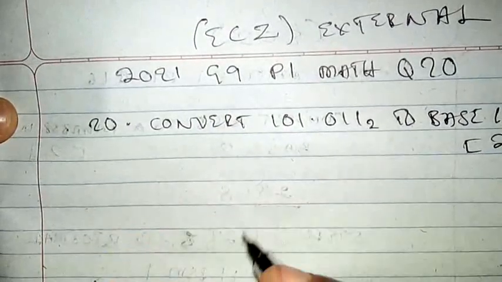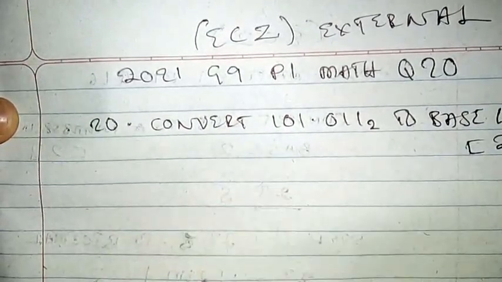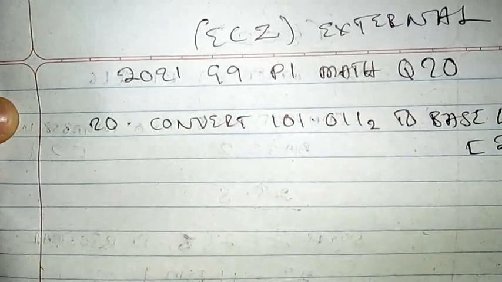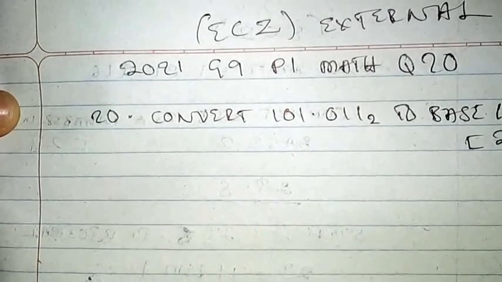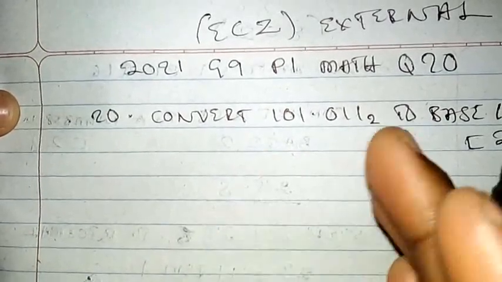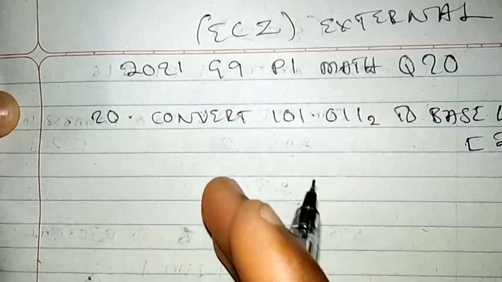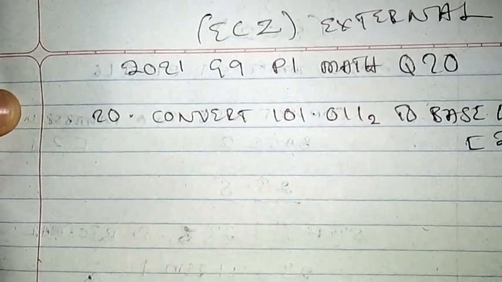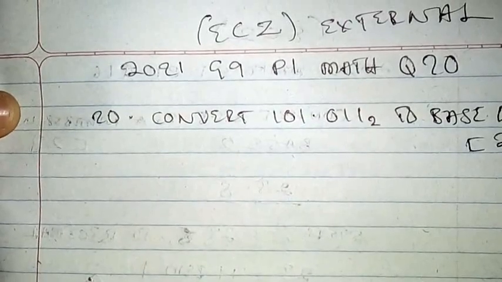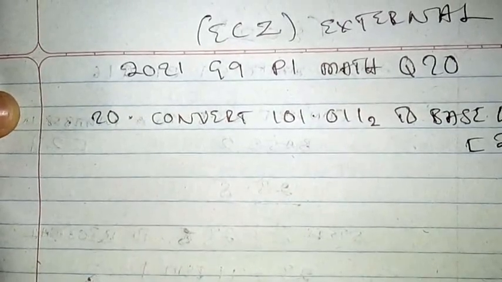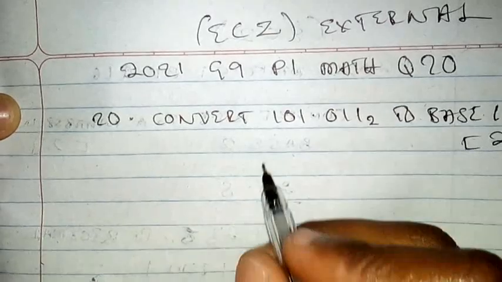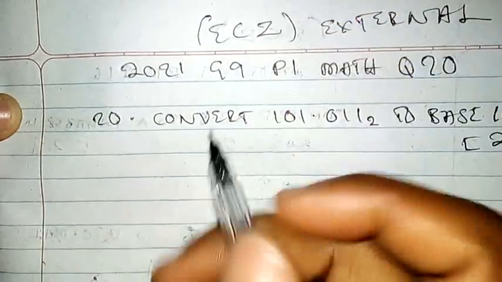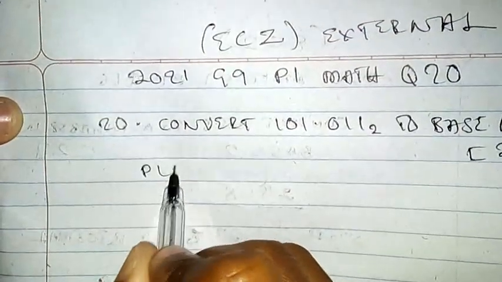You should notice something before you even attempt this question. You should know the place values. It's very important. We know that in base 10 we have the ones, the tens, hundreds, thousands, and so on. But in base 2 we have a different, binary system in which the place values are written differently.